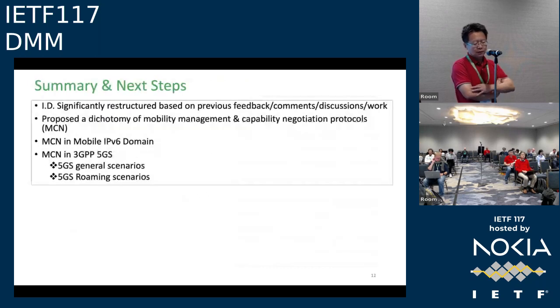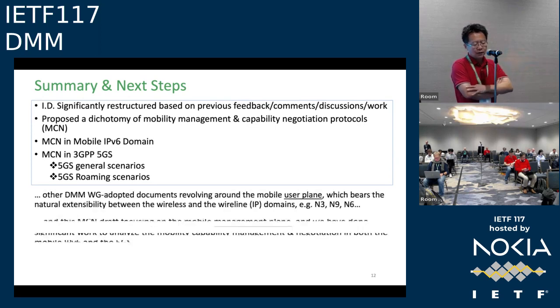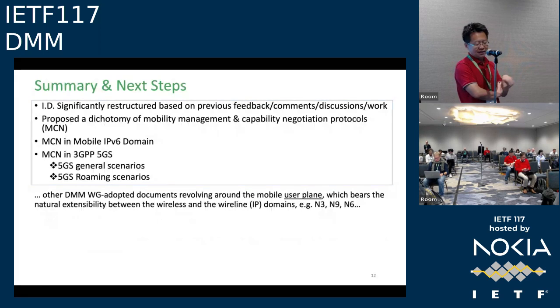So far, the summary is that this time, based on the feedback, comments, and discussions, we significantly restructured. We provide a dichotomy of the MCN things: mobility management and the capability negotiation protocols. And then we apply it to the mobile IP domain and the 3GPP 5GS, one in the general scenarios, one in the roaming scenarios.